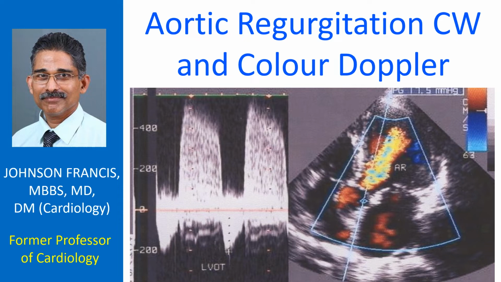A bicuspid aortic valve can also become regurgitant as age advances. In the yesteryears, tertiary syphilis was an important cause of aortic root dilatation and aortic regurgitation. Aortic regurgitation is quantified in terms of regurgitant fraction, which is the fraction of left ventricular output that regurgitates back. It can be assessed by Doppler echocardiography as well as angiocardiography.